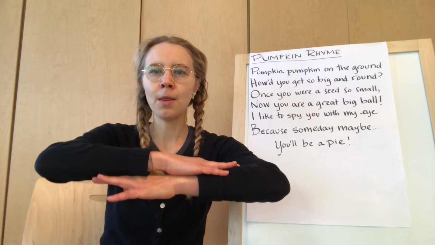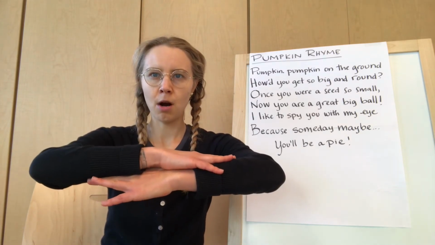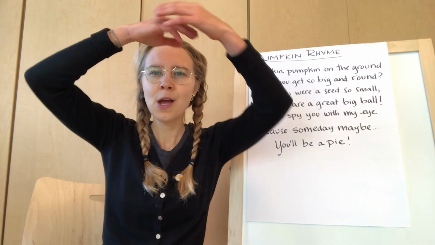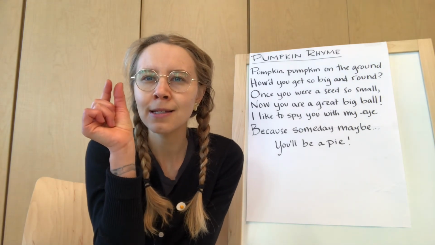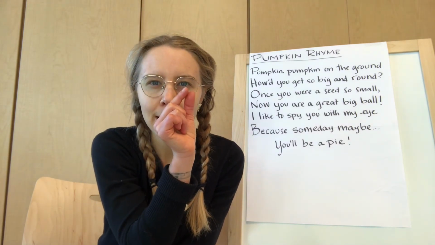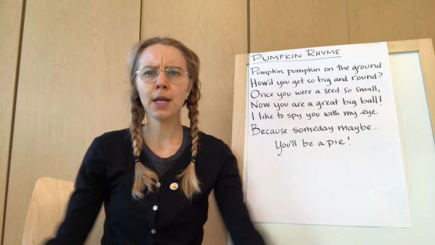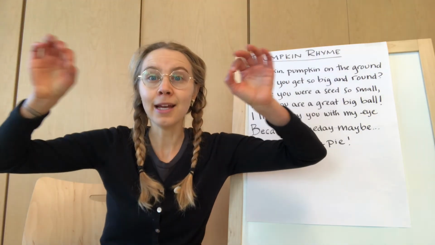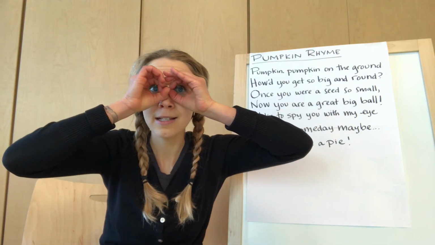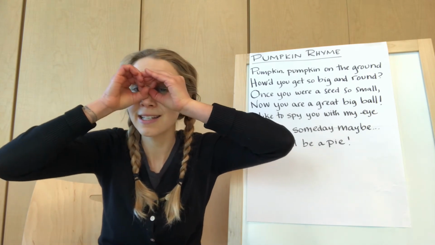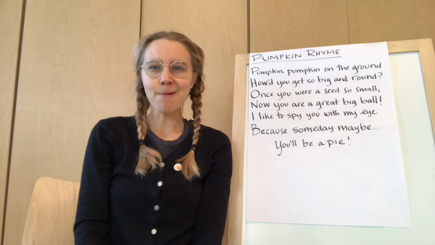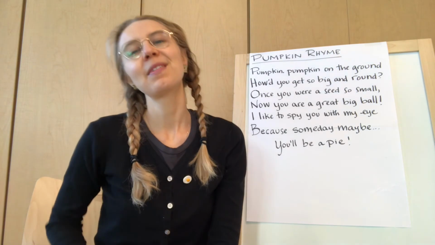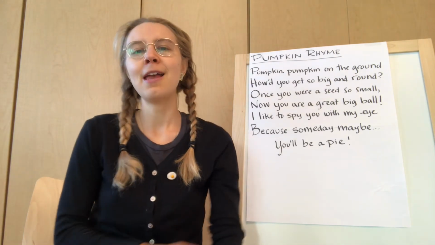Pumpkin, pumpkin on the ground. So you can make the ground with your arms. How'd you get so big and round? Once you were a seed so small. Can you make a tiny seed? Now you are a great big ball. So make that circle again. Good job. I like to spy you with my eyes. Can you make spy eyes like this? Because someday maybe you'll be a pie. And rub your belly because you get to eat pie. Good job. Okay, let's do it all in a flow.